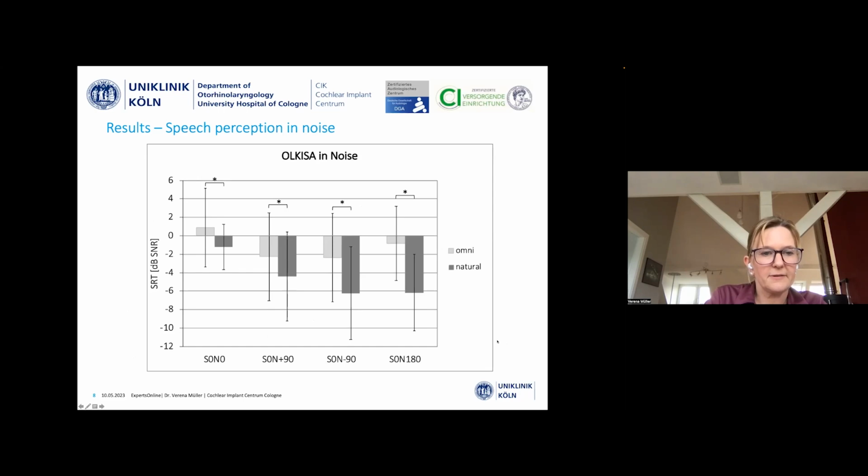So here are the results for the speech perception in noise test for the 4 conditions, and the speech reception threshold. As you know, the more negative, the better the speech understanding is. In light gray, you have the results for the omnidirectional microphone, and in the dark gray, it's the natural microphone mode. And what we saw is that in all conditions that we tested, we had a benefit or improvement in speech perception. And it varies around 2 to 5 dB.